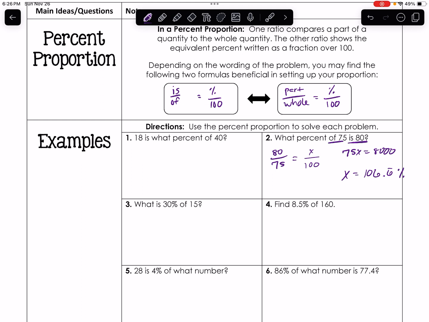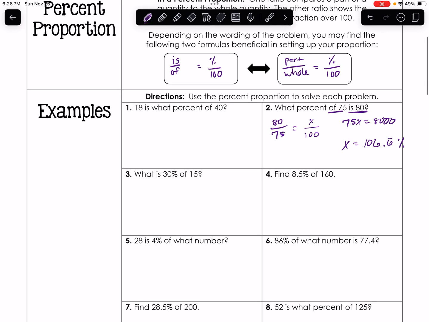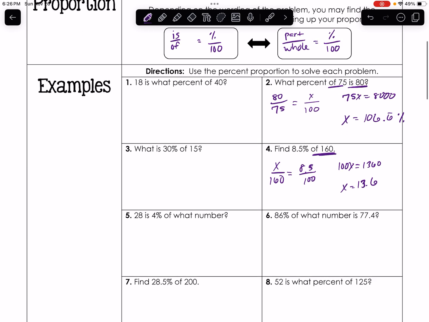Number 4. Find 8.5% of, so of goes on bottom. We're looking for the part. We're given the percent. We have to put it over 100. Okay, so I'm going to get 100x equals 1,360. X equals 13.6. Okay, so 13.6 is 8.5% of 160.